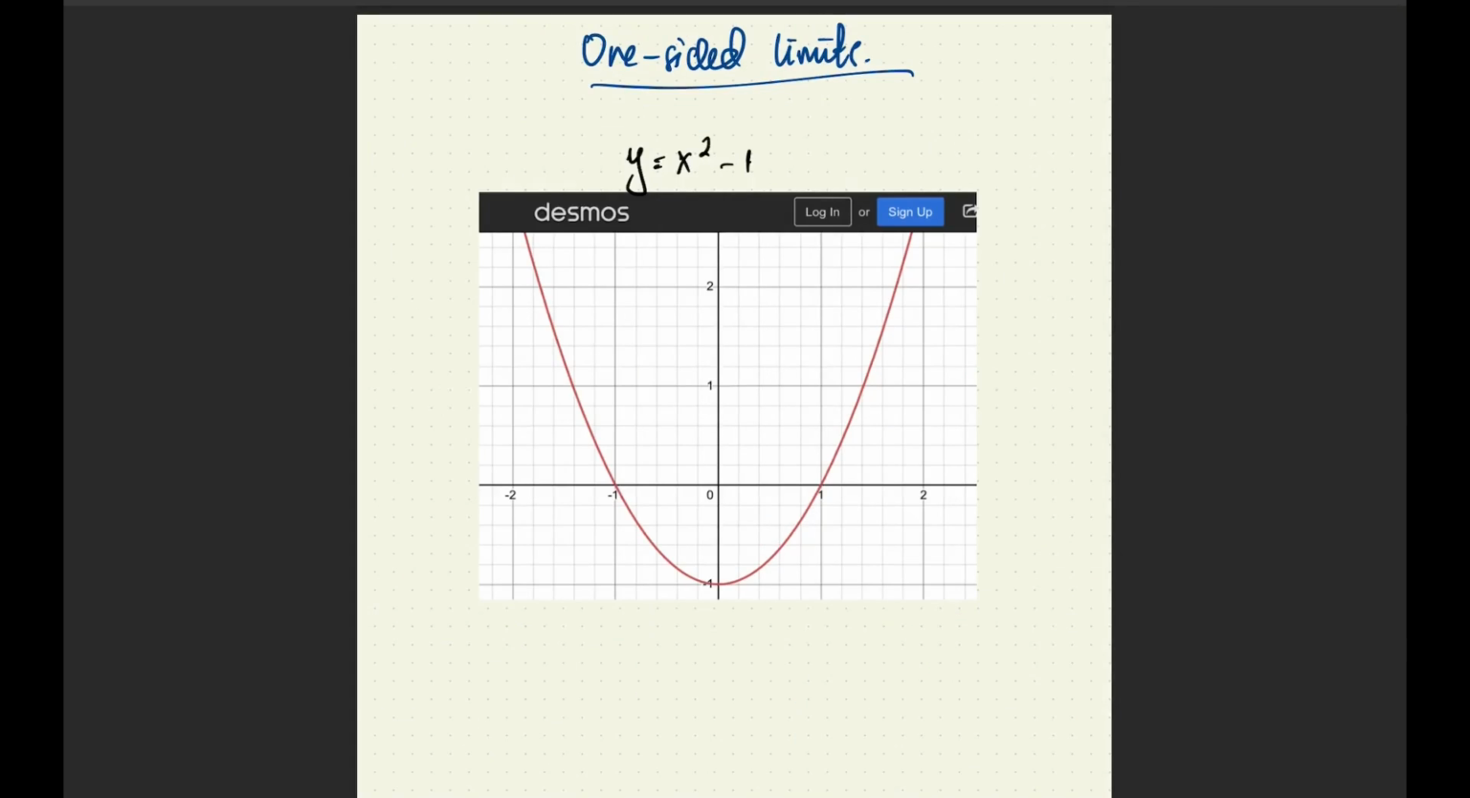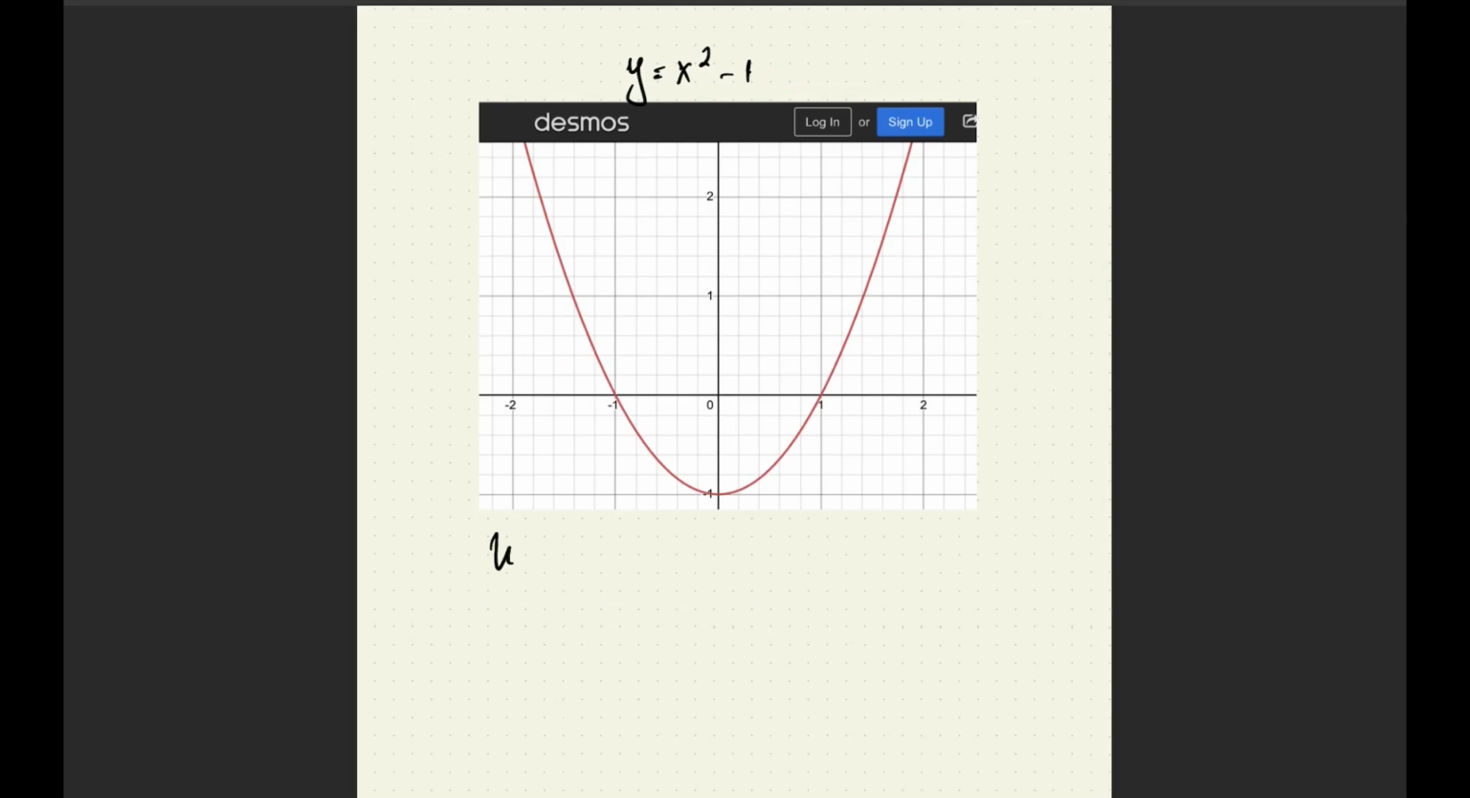We're going to talk about a fundamental concept, that is the one-sided limits. So we're given a graph of the function y equals x squared minus 1. So let's say that we want to find the limit as x approaches 1 of x squared minus 1. So how we did this using the graphical approach is that for the function, as x gets closer and closer to 1 from the right-hand side, y is getting closer and closer to what? Y is getting closer and closer to 0.